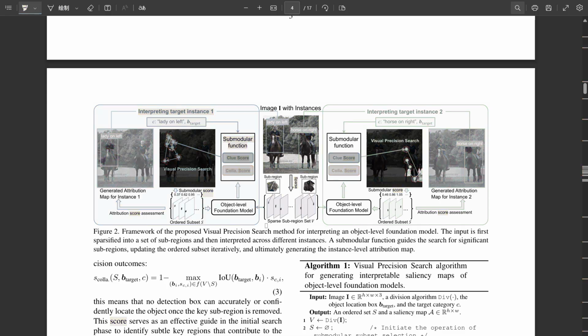What about the collaboration score? That sounds different. It is different, yeah. The collaboration score looks for regions that have strong combination effects. These are regions that might not be high scoring on their own, but are crucial when considered with others. More specifically, this score is high for regions whose removal from the full image causes the model's decision for the target object to fail significantly. Either the detection box just disappears, or its confidence or IOU drops dramatically. It's assessing the sensitivity of the decision to the absence of a region.